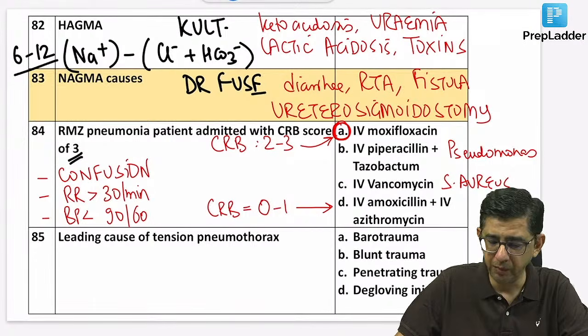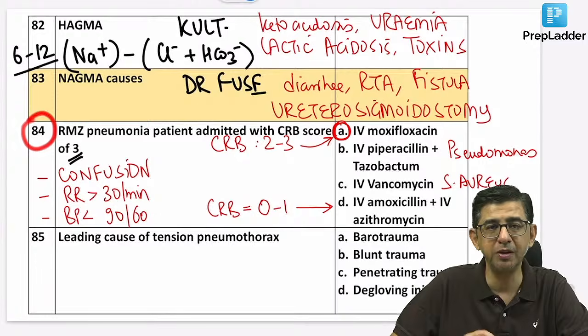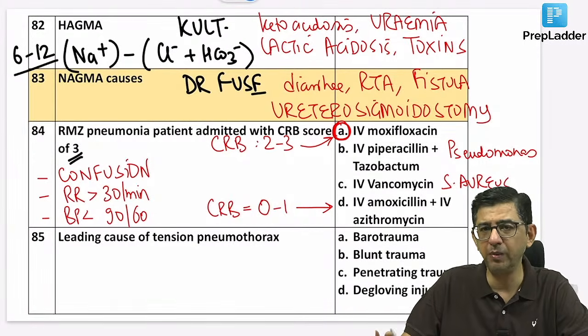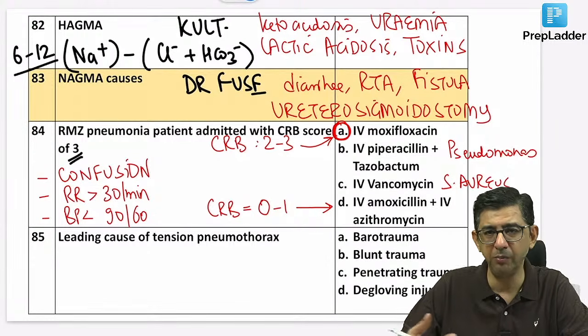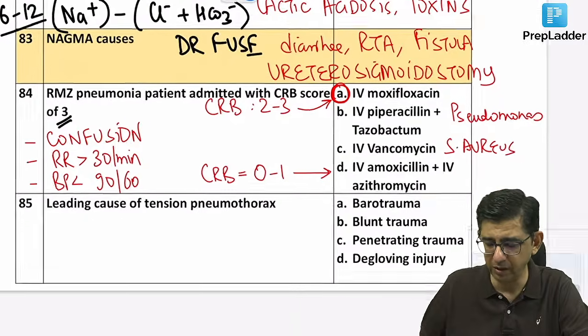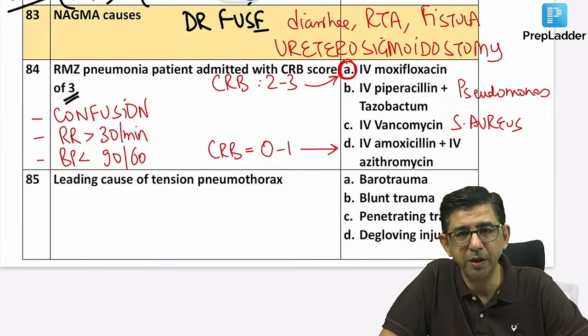My suggestion to you is just check out the CURB-65 score part once again in either the main video or the rapid revision part. I think rapid revision would be more than sufficient. But because there were errors, it has to be practiced. Moving to the 85th concept for today.